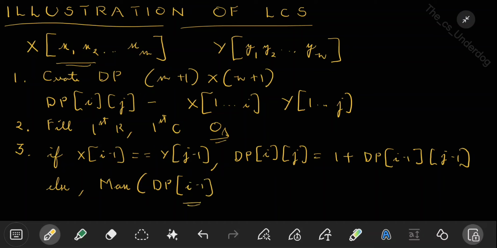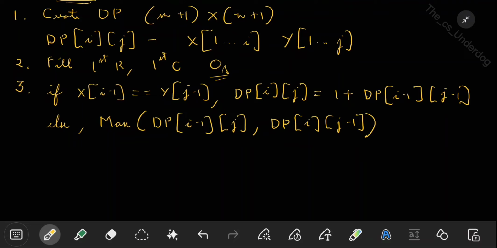That is if x is having one letter short and y is having all the letters. All the letters means up to jth letter. We are only considering till jth letter in y and till ith letter in x at this point. So one is this and the other one is dp of i, j minus 1. What does this signify? This signifies x is having all the letters till i, but y is having one letter short from j. So this is your algorithm.